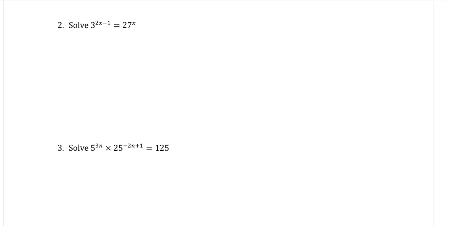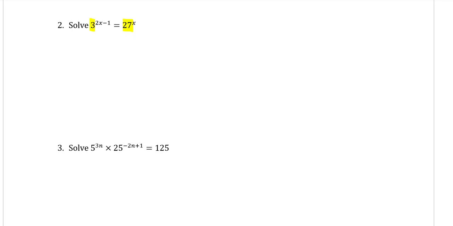Okay, we need to write both of these with a base of 3. So the first one, let me explain that a little bit further. Because there are 2 bases here, a base of 3 and a base of 27, I need them both to be the same, and you don't ever want to make bases bigger.